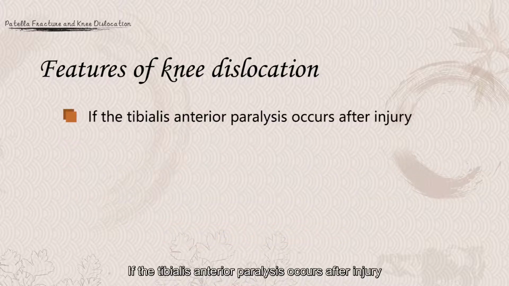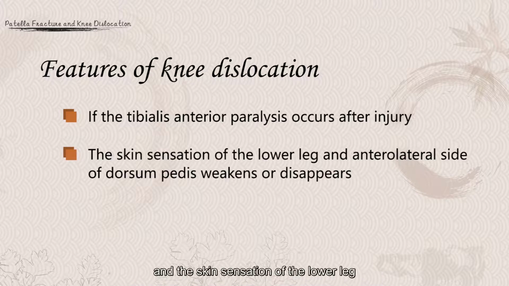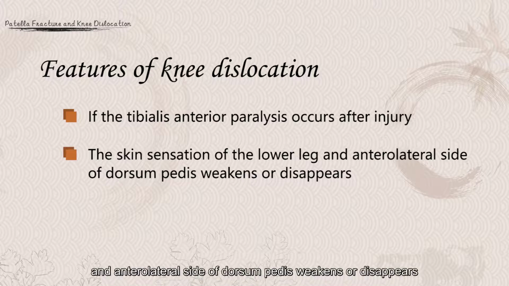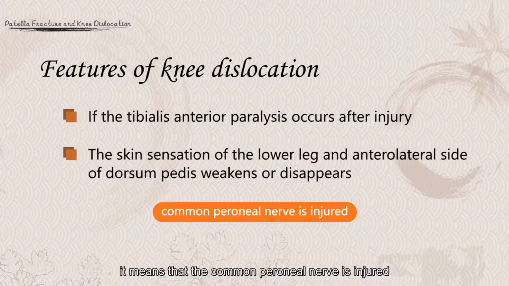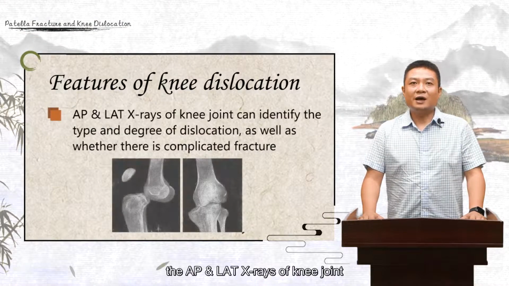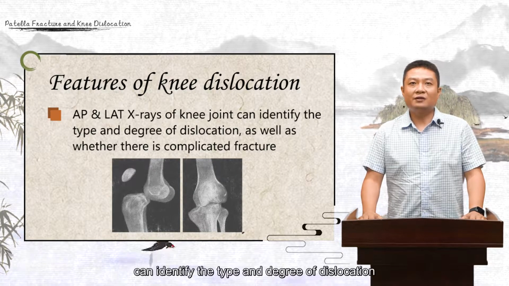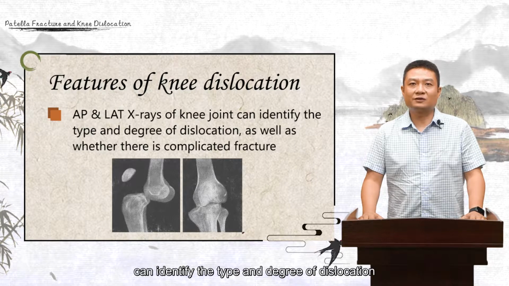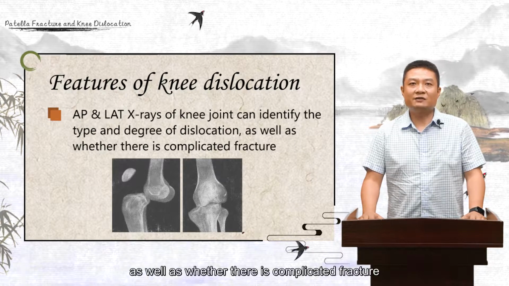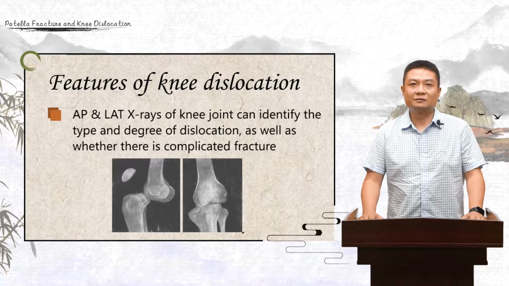If tibialis anterior paralysis occurs after injury, and the skin sensation of the lower leg and the anterolateral side of the dorsum pedis weakens or disappears, it means that the common peroneal nerve is injured. Finally, the anterior, posterior, and lateral X-rays of the knee joint can identify the type and degree of dislocation, as well as whether there is a complicated fracture.